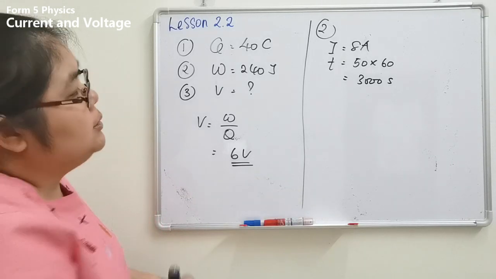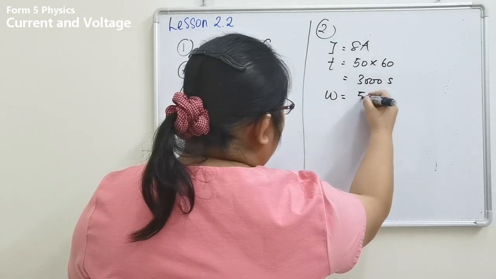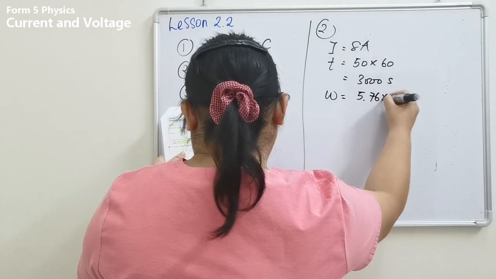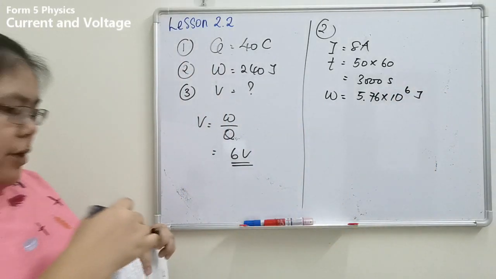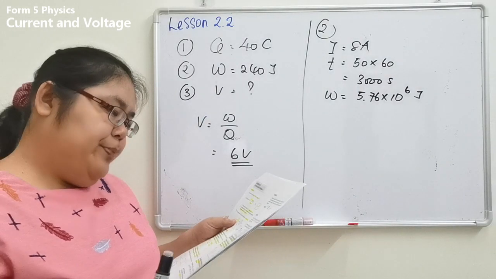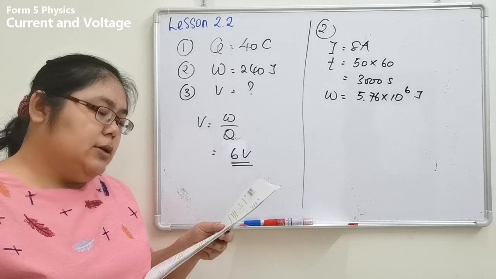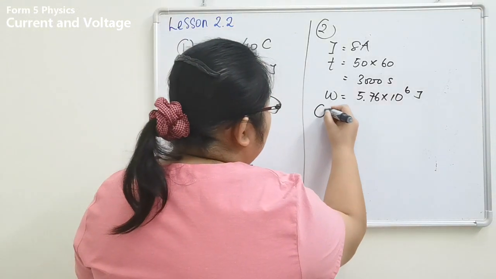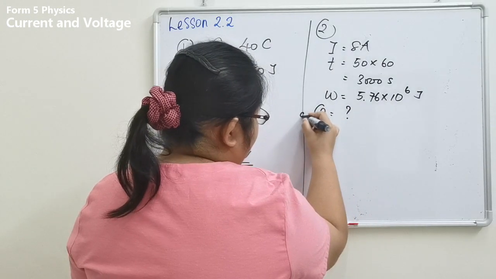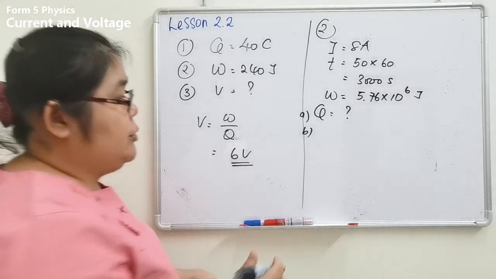Okay, now we're going to see the following one. Energy, given the energy, there's a work done, 576 times 10 power of 6 joule. Okay, so now we continue with the question. What do they want? First one A, they want to calculate the total charge that circulates through the heater. They want to find the charge. Q is how many? For B, what do they want? B they want the potential difference.